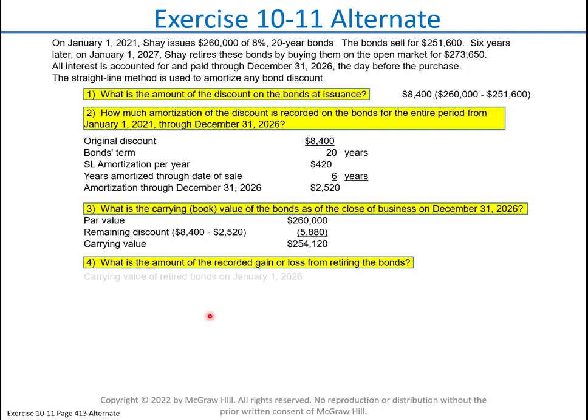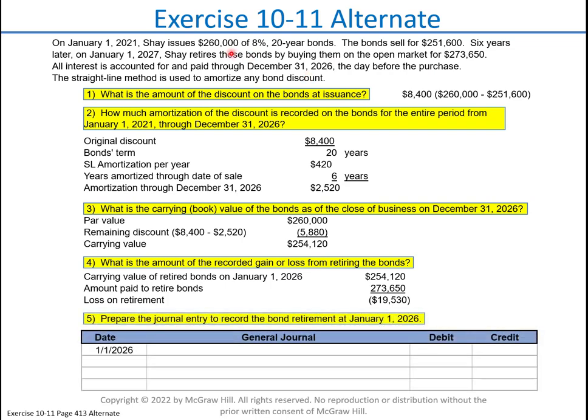So now we can determine the gain or loss. The carrying value again is $254,120. They're going to pay $273,650, which is more than that. So they will have a loss of $19,530. But remember, the reason they're doing this is so that they no longer have to pay this 8% for the remaining portion of the bond.